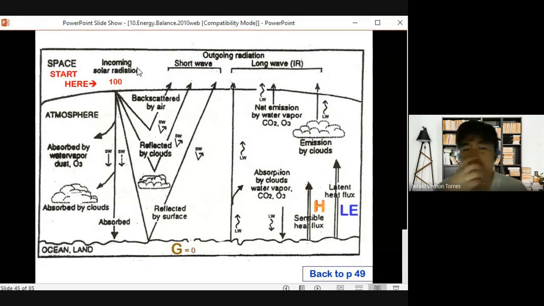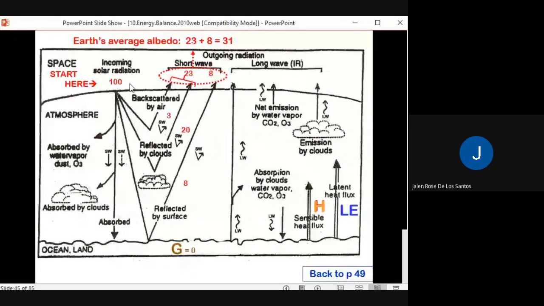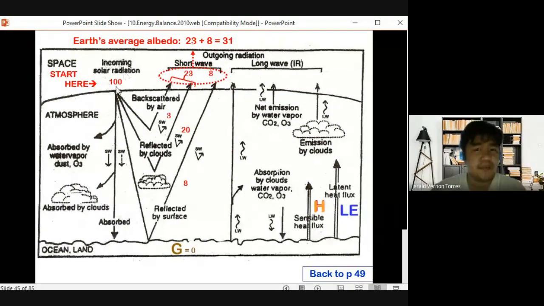Okay, so meaning class, ang pumasok sa Earth na energy is 100. Kindly look at this one. Dito ano nangyari? From 100, ulitin ko, gaano kalaking energy yung pumasok Jalen dito? 100, sir.